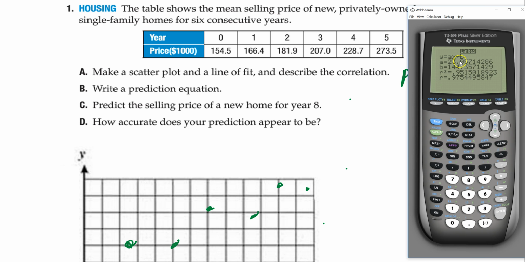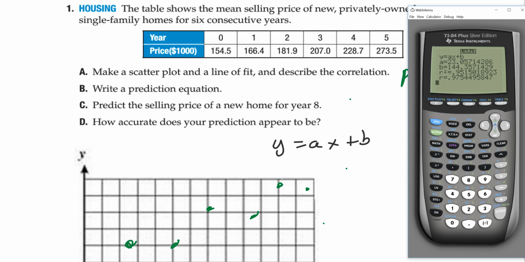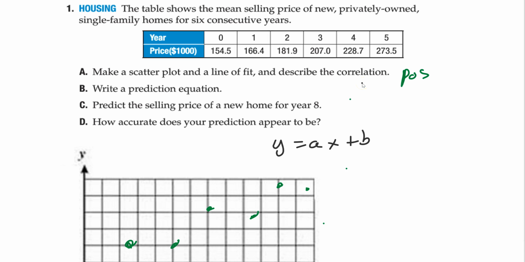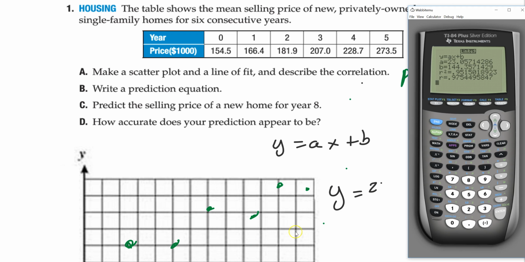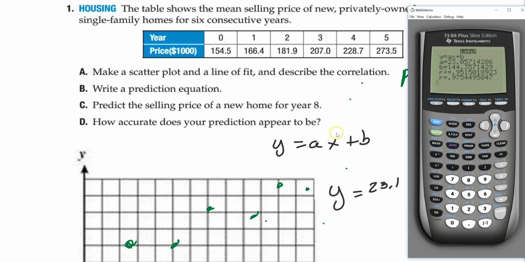It gives you an equation, y equals ax plus b. So that's a linear equation. And it tells you what the values are. A is 23, let's just round it, 23.1, and B is 144. So in this case, it goes 23.1x plus, I think it was 144 for my B. Right, so that's my prediction equation.